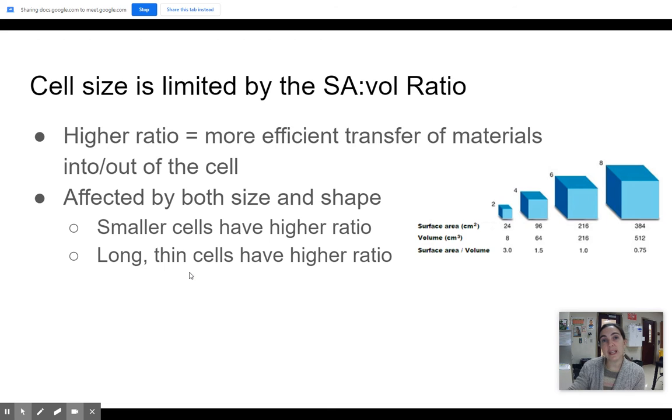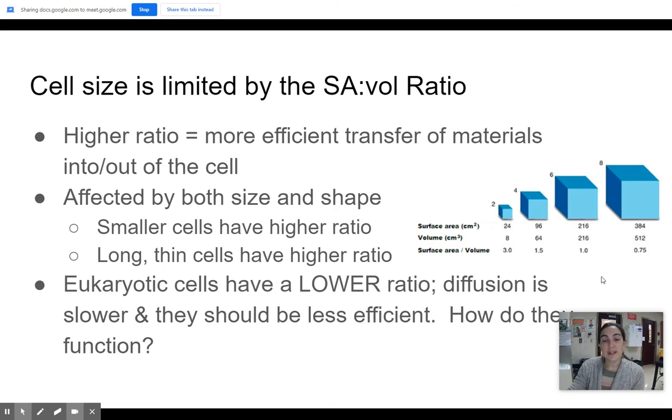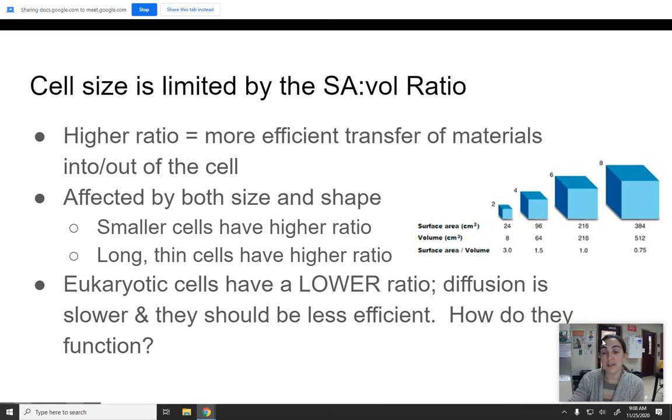To tie this back into our different cell types, like I just said, eukaryotic cells are much bigger than prokaryotic cells, which means they actually have a much lower surface area to volume ratio. So the diffusion happens much more slowly and they should be less efficient. One of the questions in your lab asked you to think about how they can still function well, even with a slower rate of diffusion.